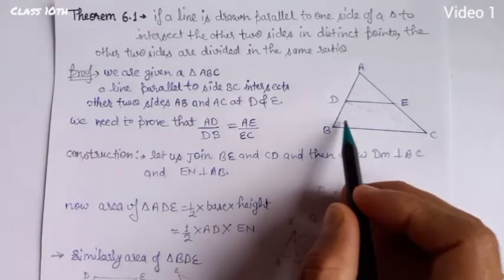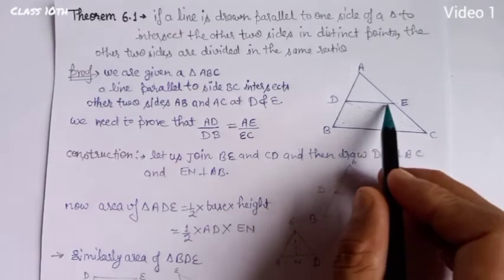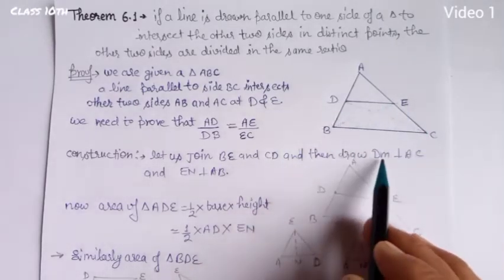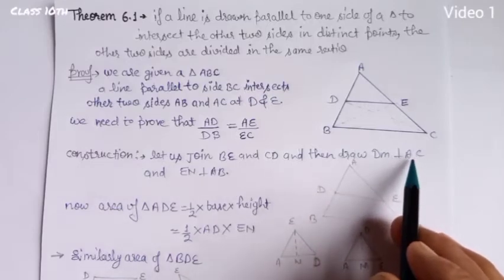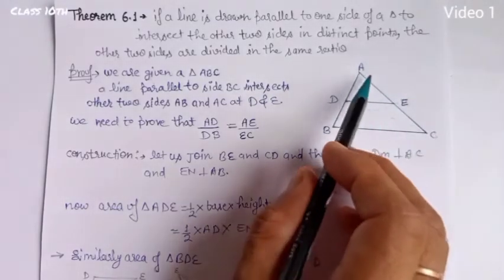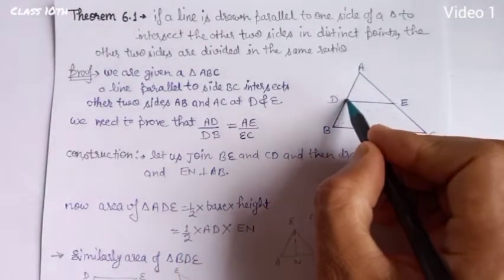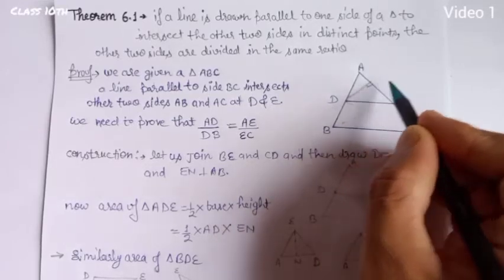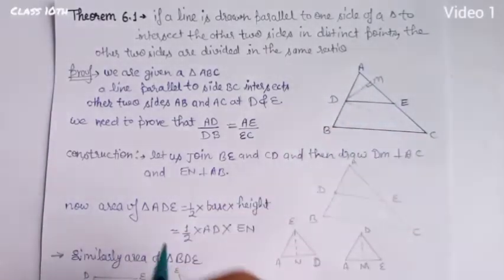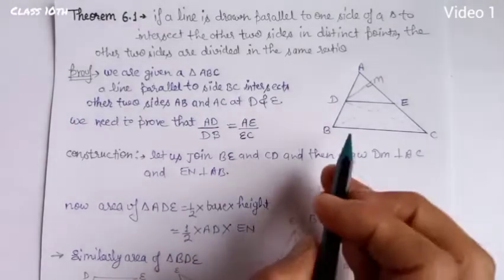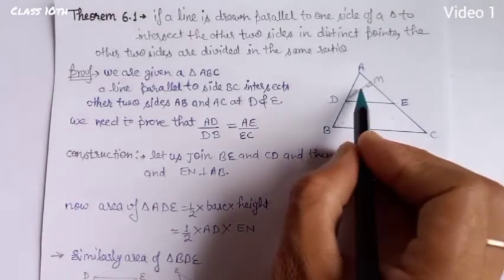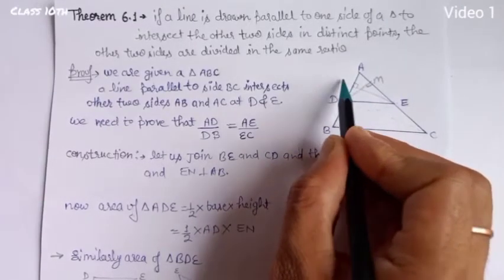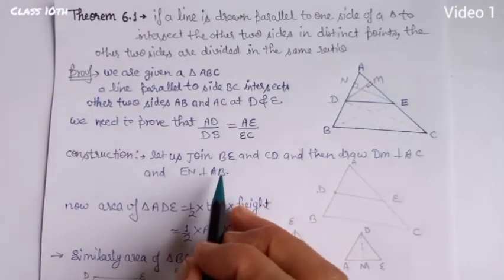Let us join BE, shown as a dashed line representing the construction, and CD. Draw DM perpendicular to AC. So DM is the perpendicular from D on AC, and EN is perpendicular to AB. So here EN is perpendicular to AB.